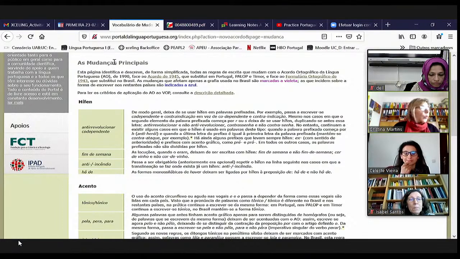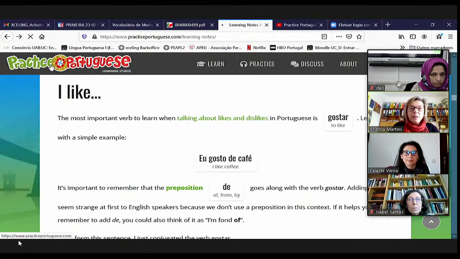Okay, now we're going to go on to Practice Portuguese. I'm not sure if you can see the Practice Portuguese. Can you see it? Okay, excellent.